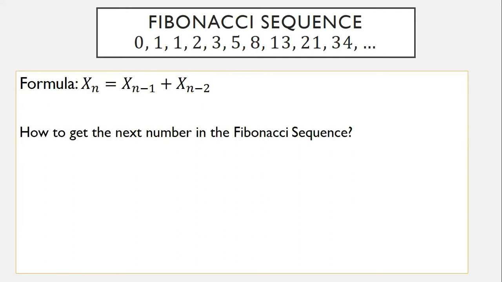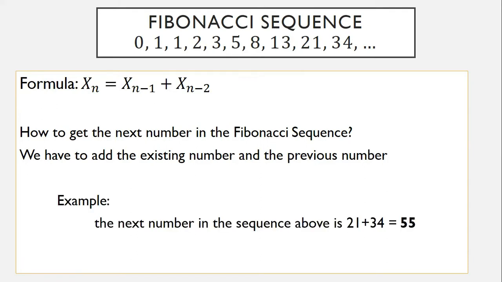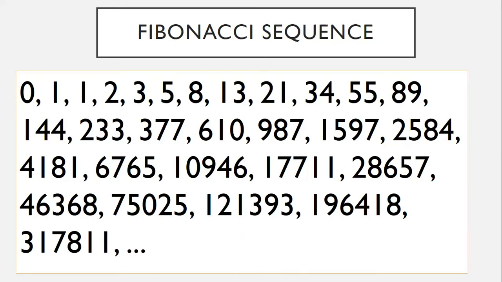How do we get the next number in the Fibonacci sequence? We have to add the existing number and the previous number. For example, the next number in the sequence above is 21 plus 34. By adding these two numbers, we will get 55. The next number is 34 plus 55, and this will give 89. And here is a long list of Fibonacci numbers.